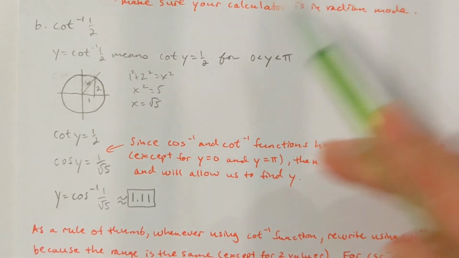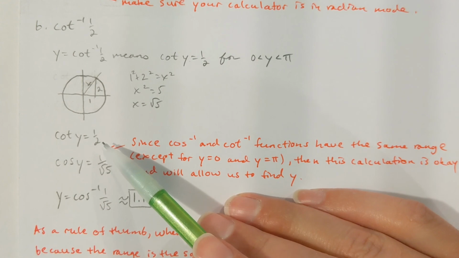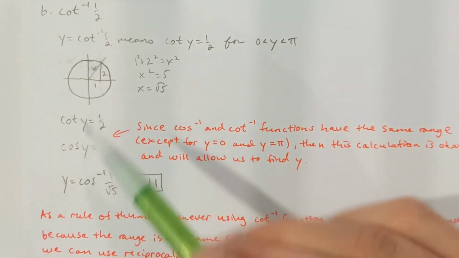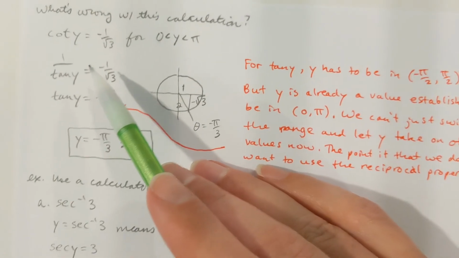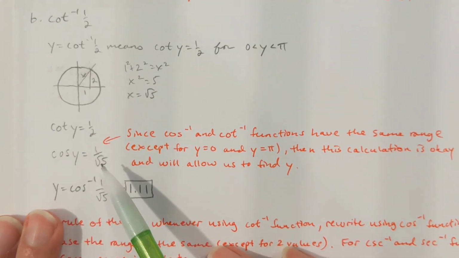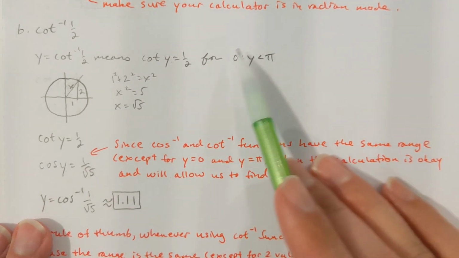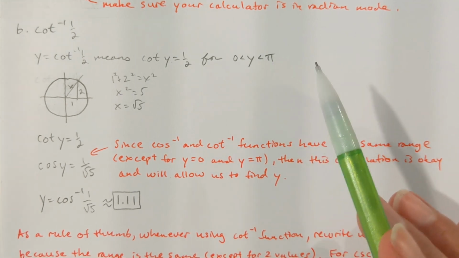Now, cotangent of y equals 1/2 means that I can't use the reciprocal identity. I wouldn't want to look at this as 1 over tangent of y equals 1/2, because then I'd be changing the conditions on y. So that would be a mistake.